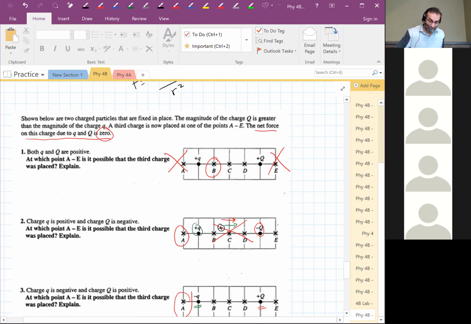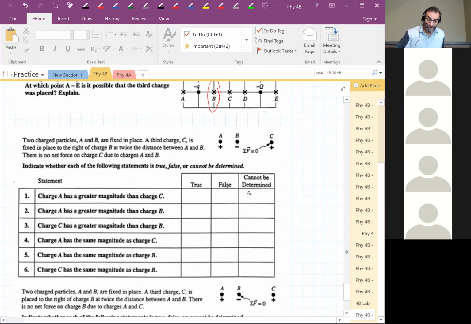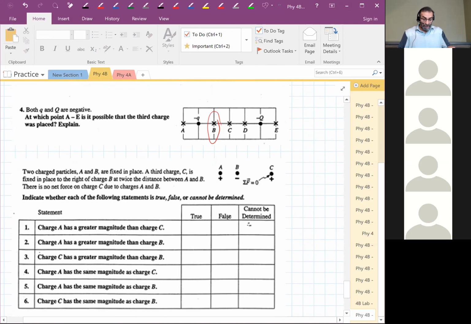Okay, excellent. Okay, let's do this one. So we've got two charges, A and B here, fixed in place, and a third charge, C, over here, also fixed in place to the right of the other two. The distance, twice the distance between A and B. So if this is D, then this is 2D. Is that right?